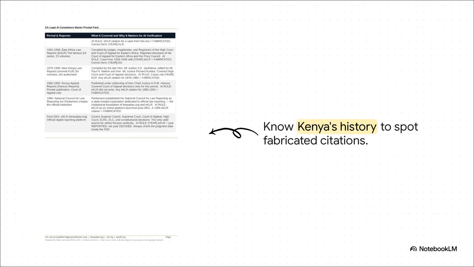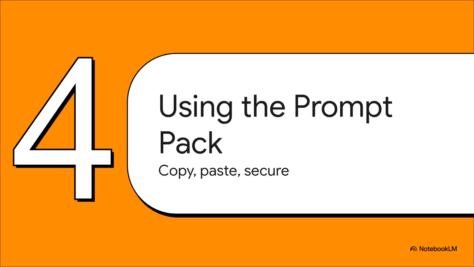Let's dive a little deeper into Kenya's specific history to see how this works in practice. Before the EKLR platform existed in 2001, cases were reported in the Kenya Law Reports, cited as KLR. And before 1977, cases were reported in the East Africa Law Reports, cited as EAL. So if an AI casually hands you an EKLR citation for a case decided in 1970, there's no way. It is a complete fabrication. It should be an EAL citation. Knowing this history is exactly how you spot the AI's lies. Which brings us to Section 4, using the prompt pack.